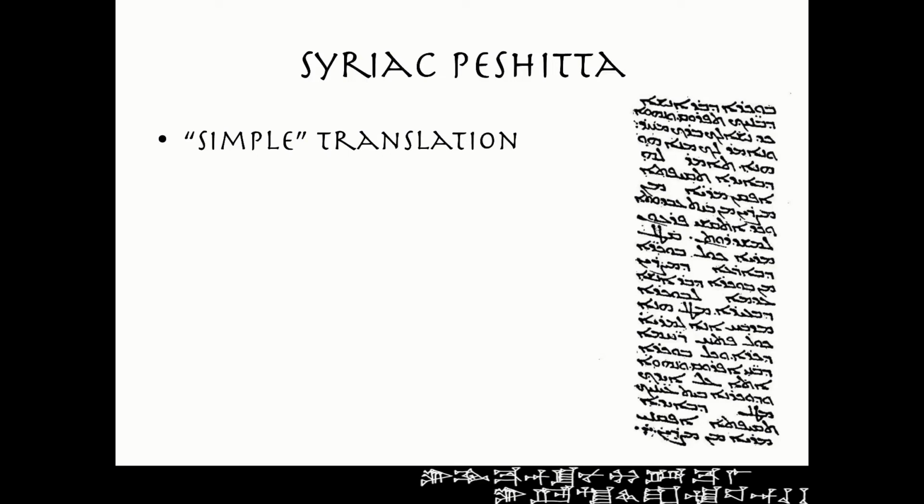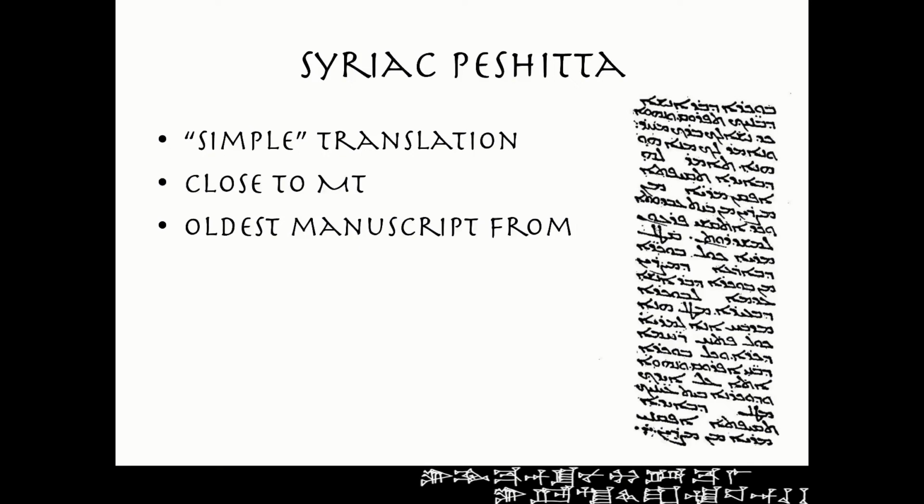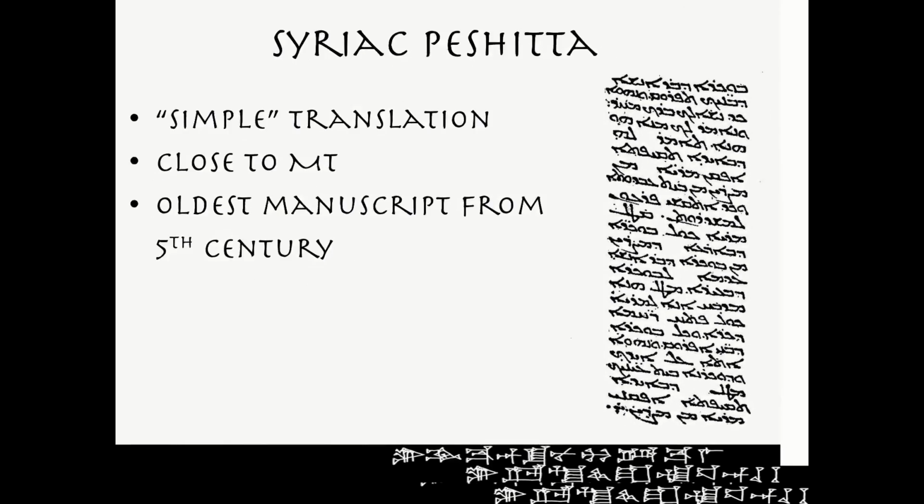Now, that nifty script off to the side is called Syriac. And the Peshitta is the simple translation. It's very close to the MT, just like the Targums, as far as its tradition is concerned. And the oldest manuscript comes from the 5th century CE. So that's the Syriac Peshitta.